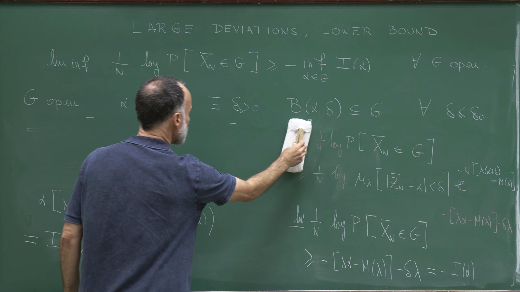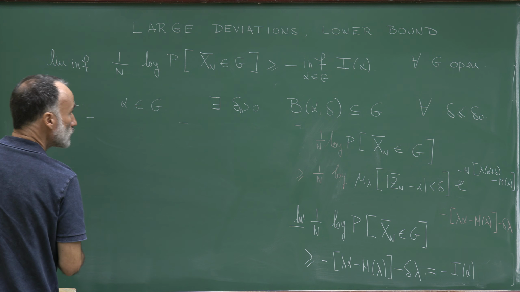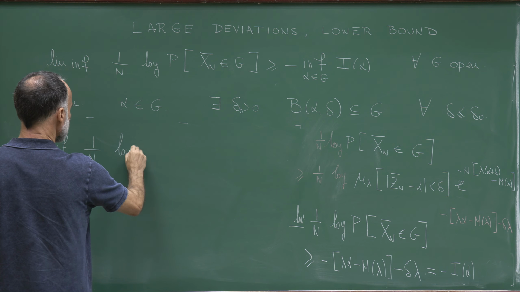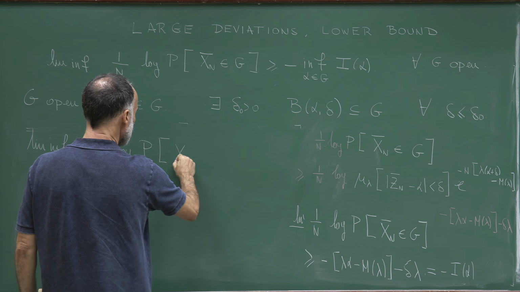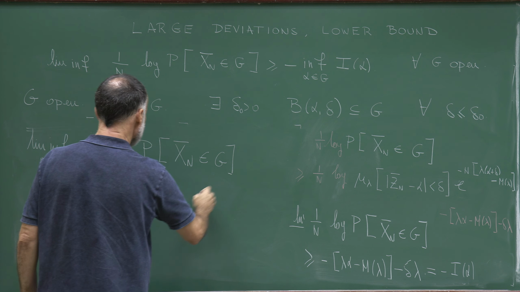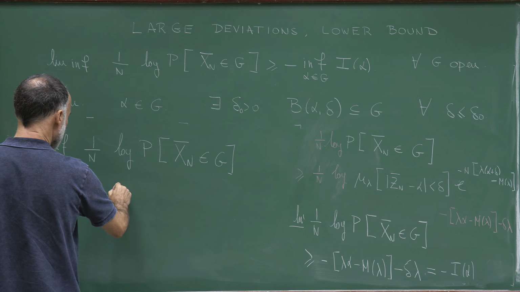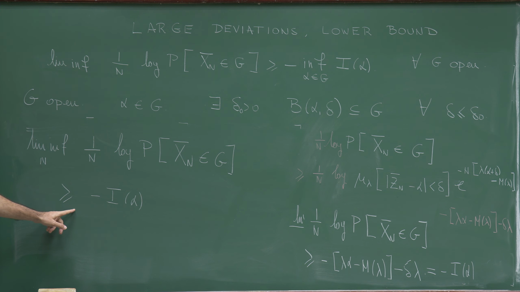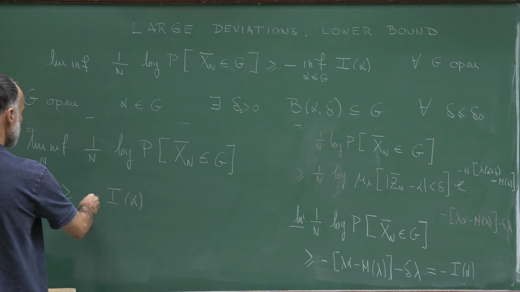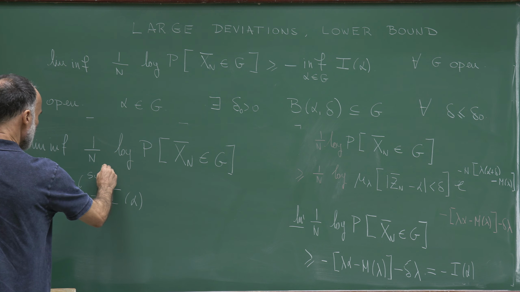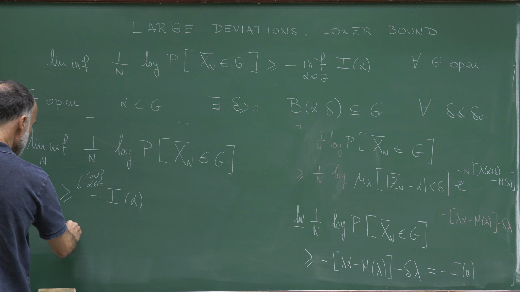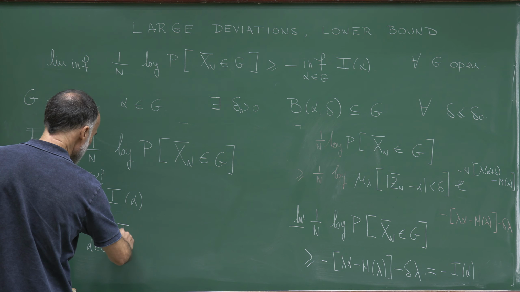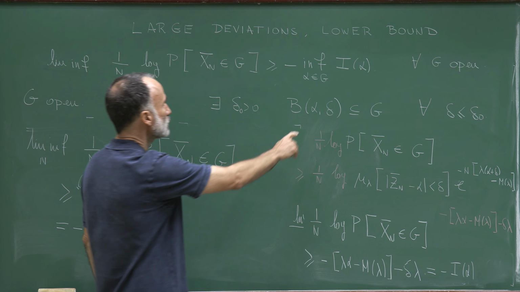So let me rewrite it here. What we proved is that the limit inf in n of 1 over n times the logarithm of the probability that xn bar belongs to G is bounded below by minus I of alpha, and this is true for any alpha in G. So I can optimize this bound over alpha in G. I take a supremum here over all alpha in G, but with the minus sign, this gives me minus the infimum for alpha in G of I of alpha, and this is exactly what I wanted to prove.